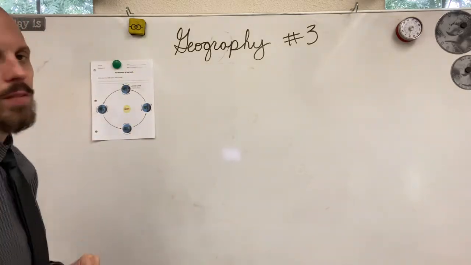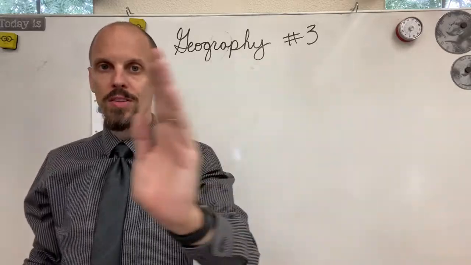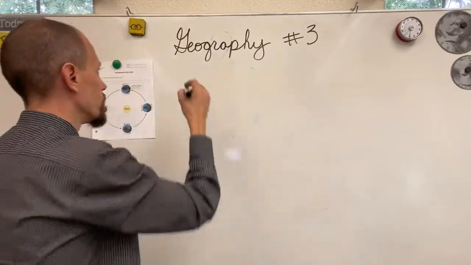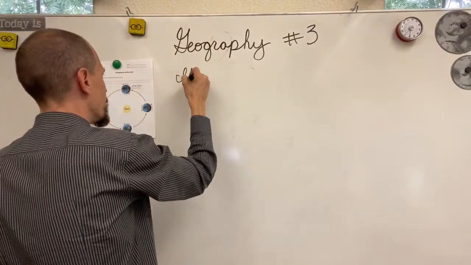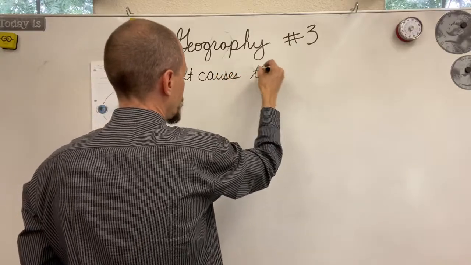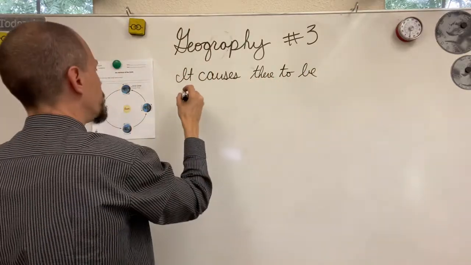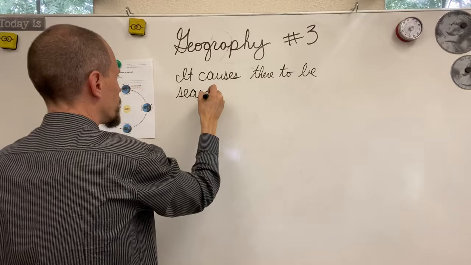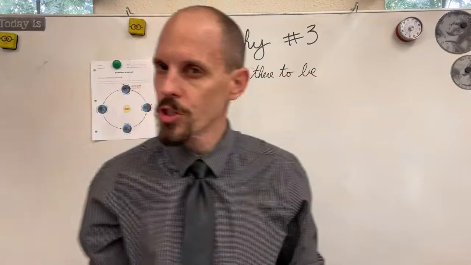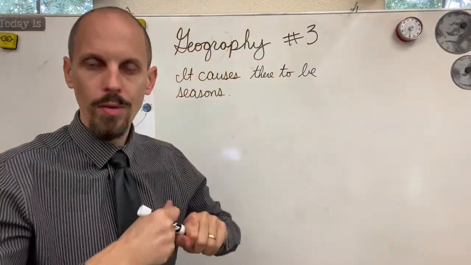What does the orbit of the earth cause? Remember we discussed it last week. When the earth goes around the sun, what is the effect of that? Right? What's the effect? Let's write this at the very top. It causes there to be, excuse me, seasons. It causes there to be seasons. So we have winter, summer, spring, fall. It's because of the rotation of the earth around the sun.